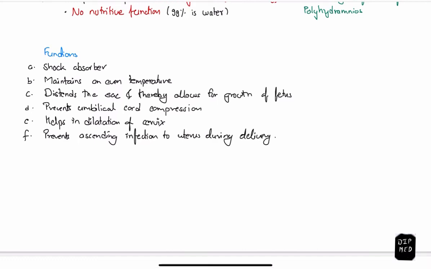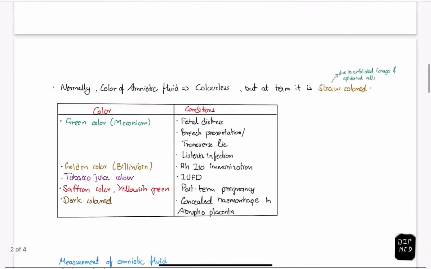It acts as a shock absorber, protecting the fetus from possible external injuries. It maintains an even temperature. The fluid distends the amniotic sac and thereby allows for growth of the fetus. It prevents umbilical cord compression, helps in dilatation of the cervix during labor, and last but not the least, the fluid flushes the birth canal during vaginal delivery. Due to its aseptic and bactericidal action, it protects the fetus and prevents ascending infection to the uterine cavity.